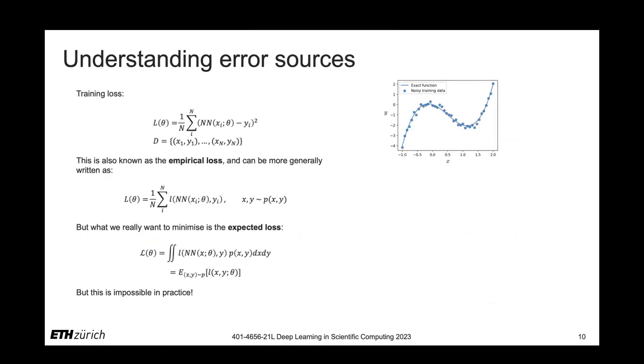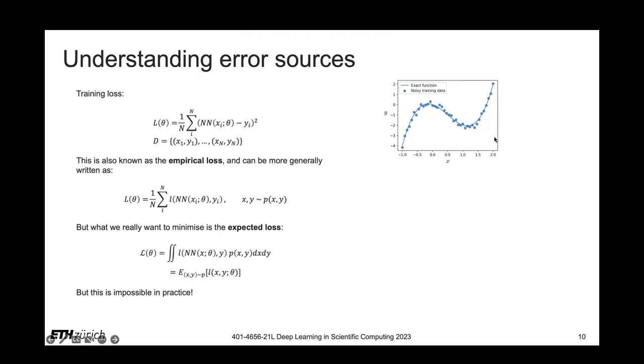Okay, so let's try and understand these sources. What we have is an error source here. The final trained network in that overfit case is not actually approximating the function that we want to approximate. So what's that error coming from? Okay, so that error is actually coming from the fact that we're using a finite amount of training data.